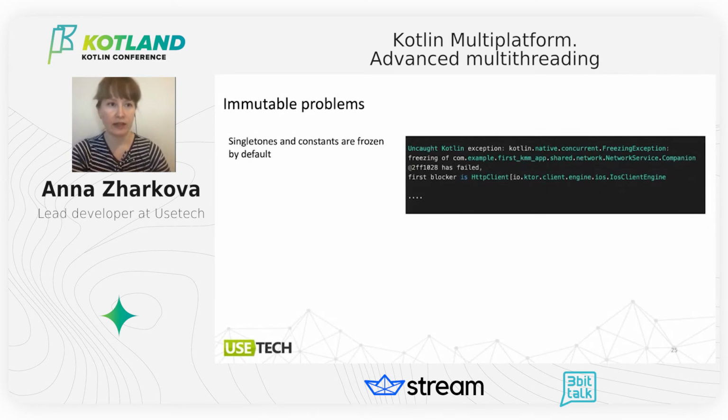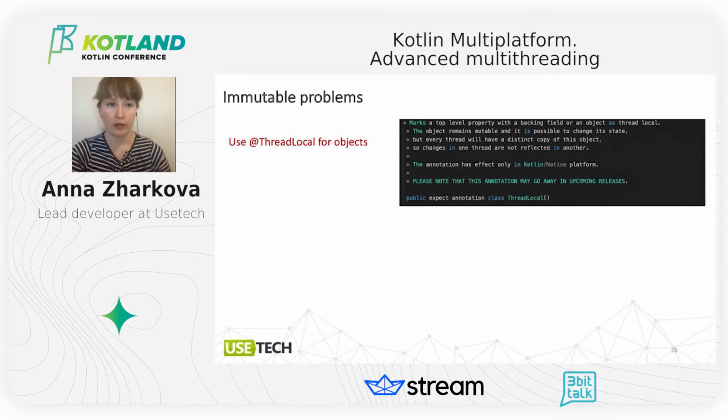So, when we have added the freeze command to our blog, we have received other problems. What should we do with objects that are already immutable? Singletons and constants are immutable and they are frozen by default. When we try to freeze them, we will get such an exception.